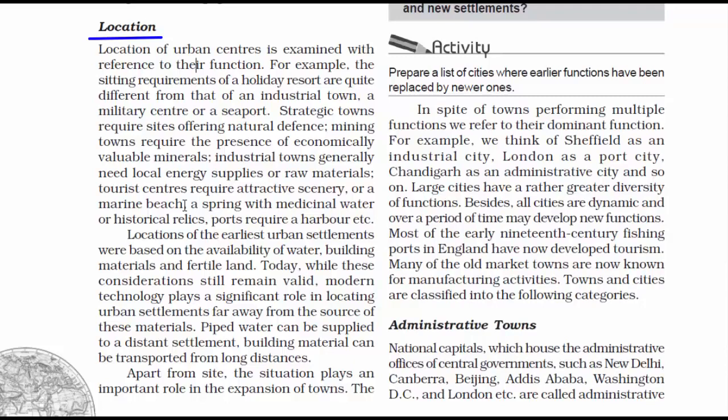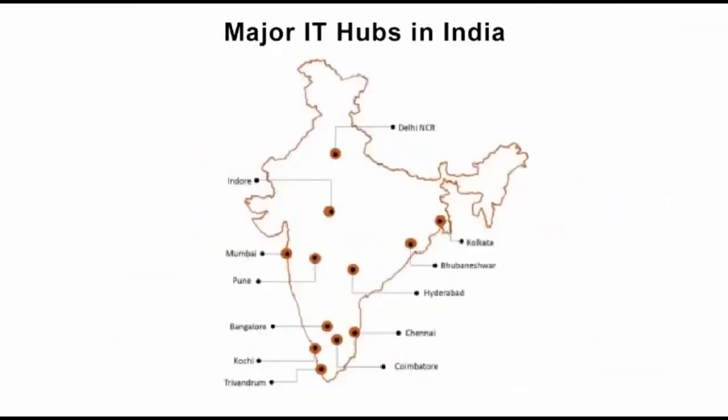Now, I'm going to give you a very realistic example. Today, if you see, most of the IT parks, that is information technology parks, in India are located in Mumbai, Bangalore, Hyderabad and Chennai. One of the important reasons is the location. These cities are closer to the nearest water body compared to other metro cities.